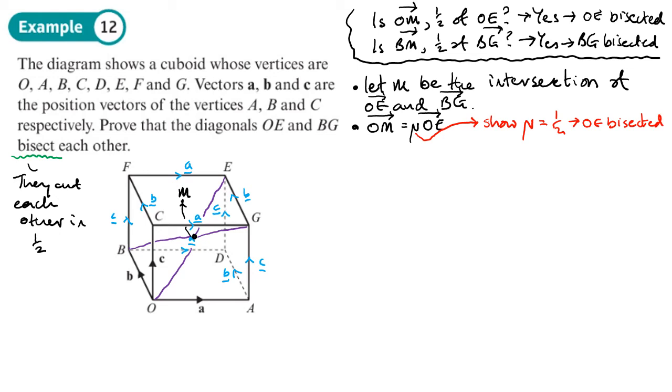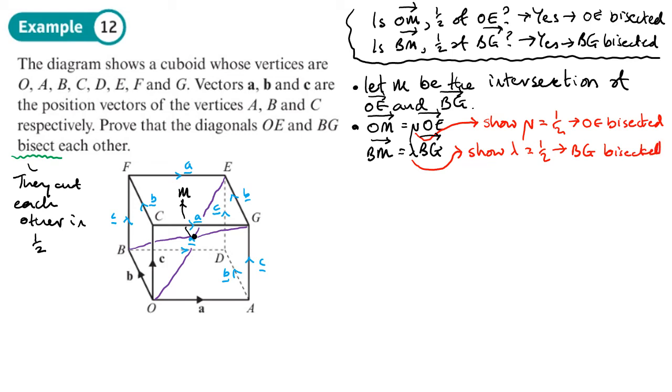I also want to prove that BM or BG gets bisected. So for BM, I want to show, let's use lambda, a different letter. You can use any letter you like, but I can't use the same letter that I've used in the previous bit. I basically want to show that lambda equals a half. If I can show that lambda equals a half, that also proves that BG gets bisected. I've basically answered the question.